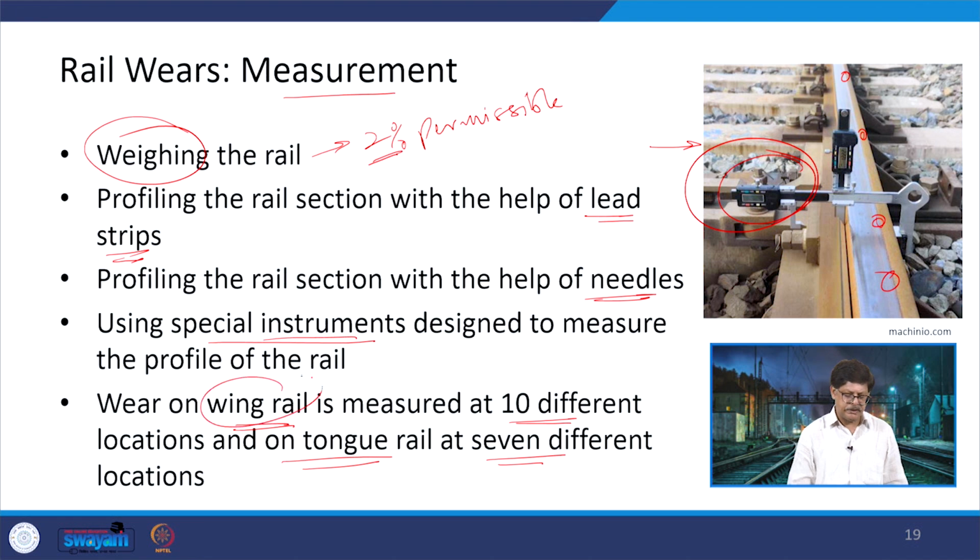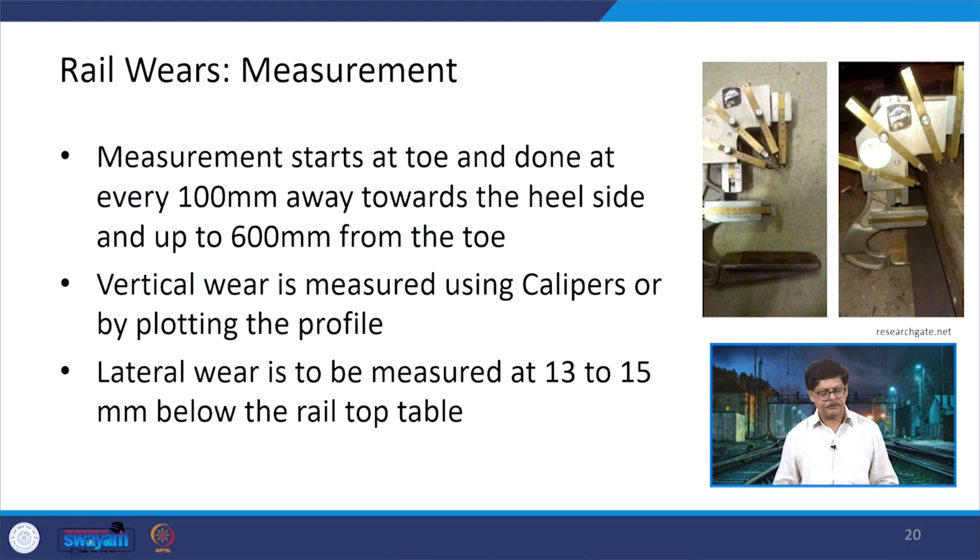Of course, this wing rail and tongue rail we will be discussing when we go to the points and crossings and the turnouts. So, there you may get further clarity on this aspect. Then, in this form, the measurements start at the toe and are done at every 100 mm away towards the heel side, up to 600 mm from the toe. So, this is how the measurements will be done.